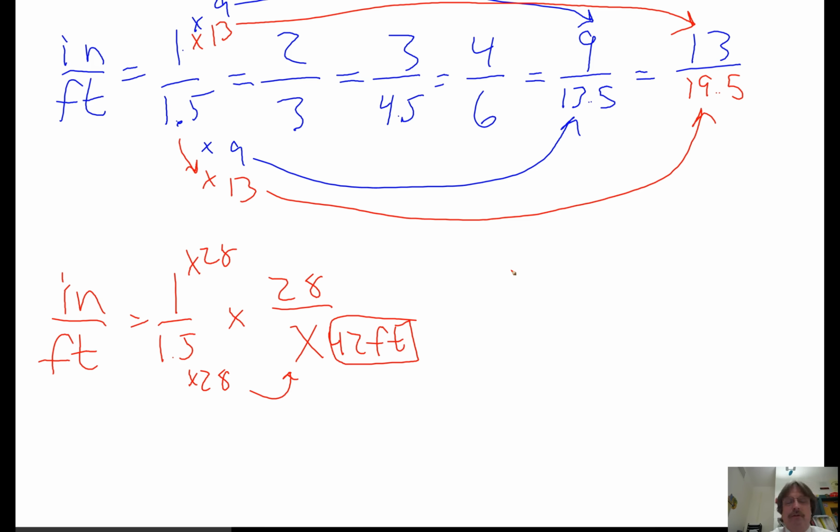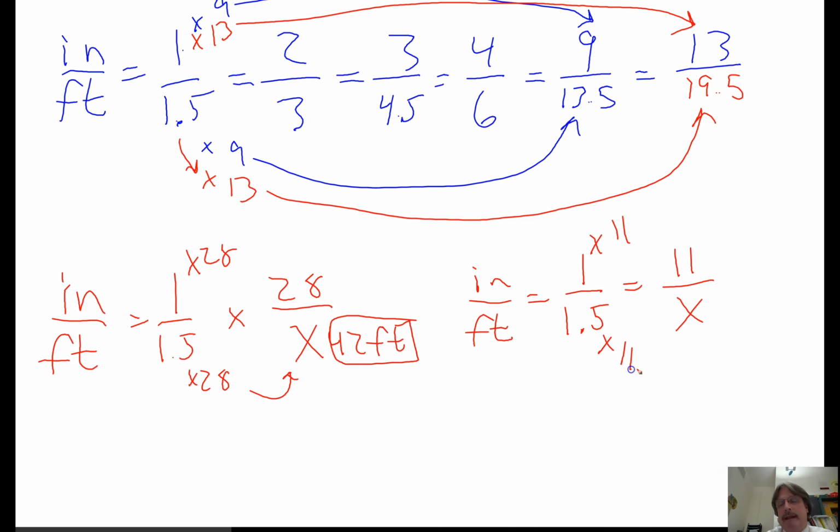And then I also have to do it for the width, which is 11. So I got my inches over feet equals 1 over 1.5. I just keep it out again. I keep this off to the side so it doesn't clutter up my numbers. So that's going to be 11 inches here, and that's x. So I multiply that by 11, and I will find this is going to be 16.5 feet. Okay, there's my units. So when you do it this way, you don't have to rewrite your units. It's already given to you until you actually write them out.